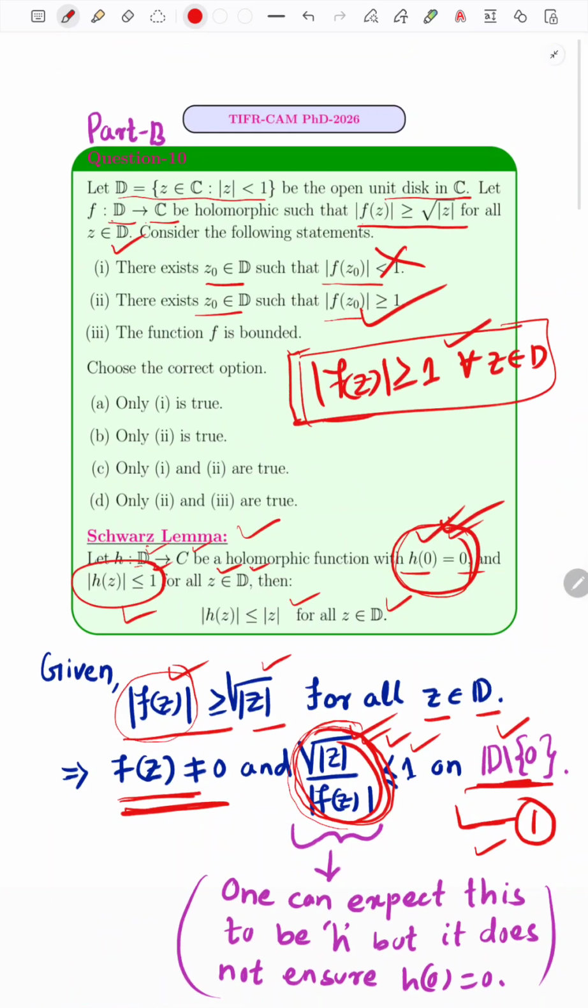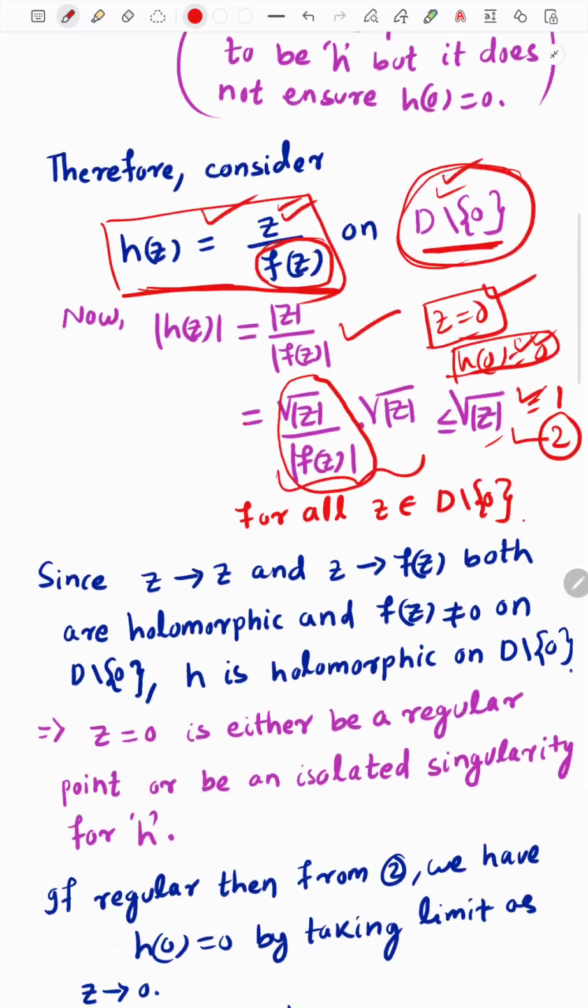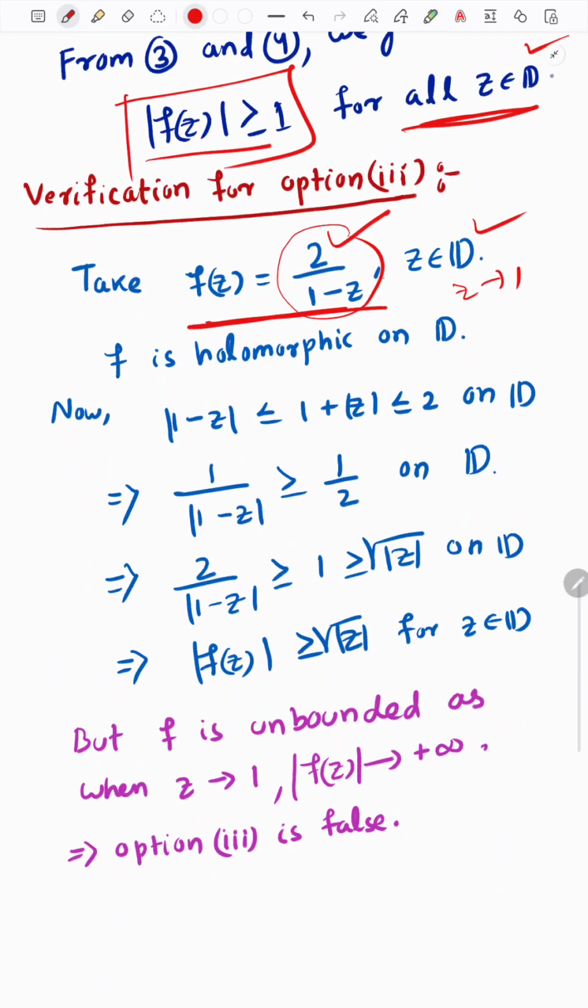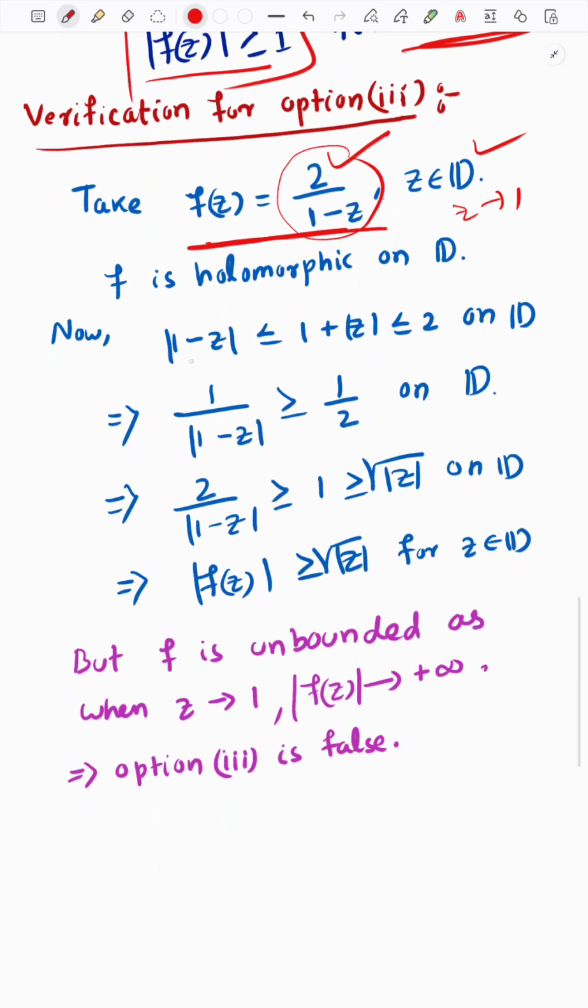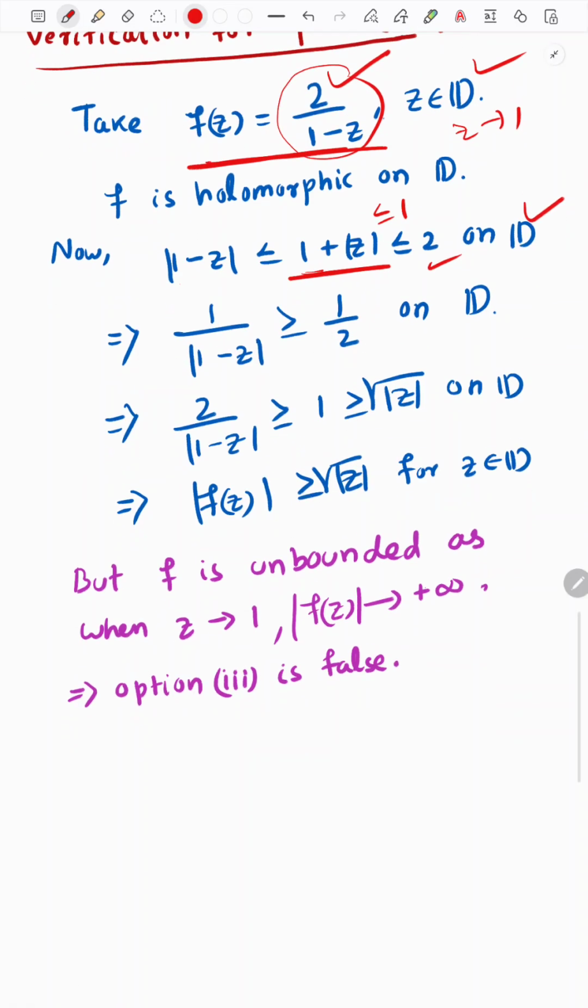Next we have to verify that modulus of f(z) is greater than or equal to square root of modulus of z. This can be verified in this way, because modulus of 1 minus z is less than or equal to 1 plus modulus of z by the triangle inequality, and this is less than or equal to 2, because modulus of z is less than or equal to 1. So 1 plus 1 gives 2 on the domain D. This implies 1 upon modulus of 1 minus z is greater than or equal to 1 by 2 on the set D.